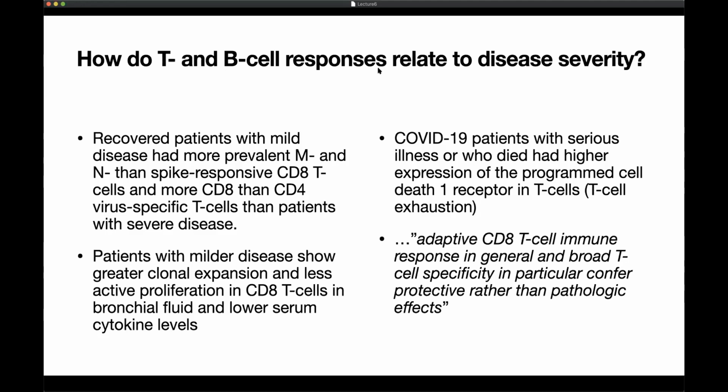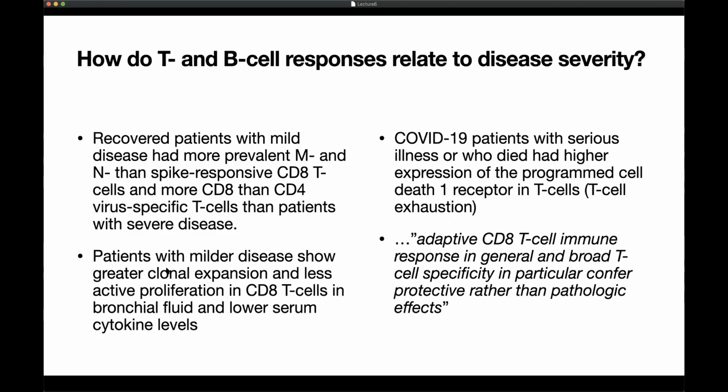Just to recap, this is another way to say what I guess is the main message of this paper, which is that T cell and B cell responses are both important, and T cell responses seem to be underappreciated. Recovered patients with mild disease had more prevalent M and N responses than spike-responsive CD8s. So again, recovered patients that successfully cleared infections seem to have targets to things other than spike.